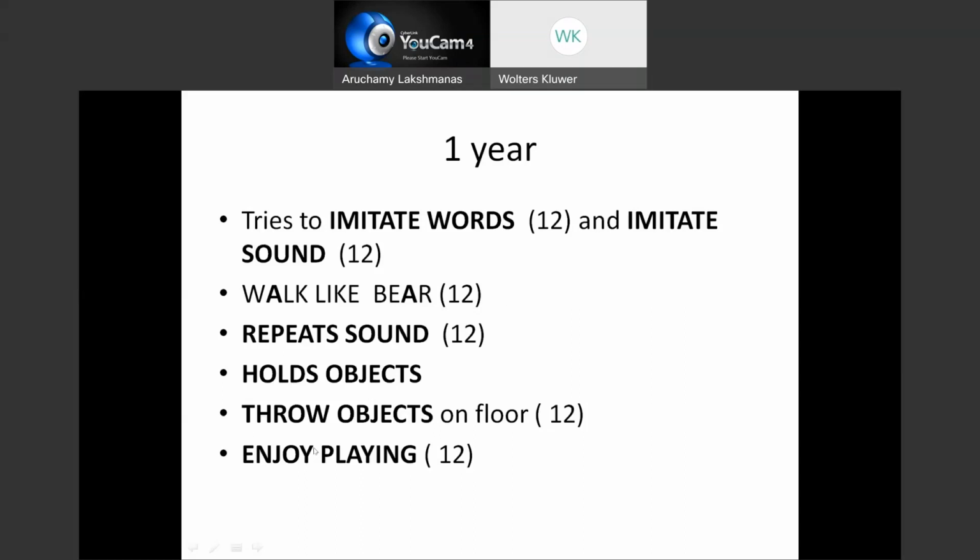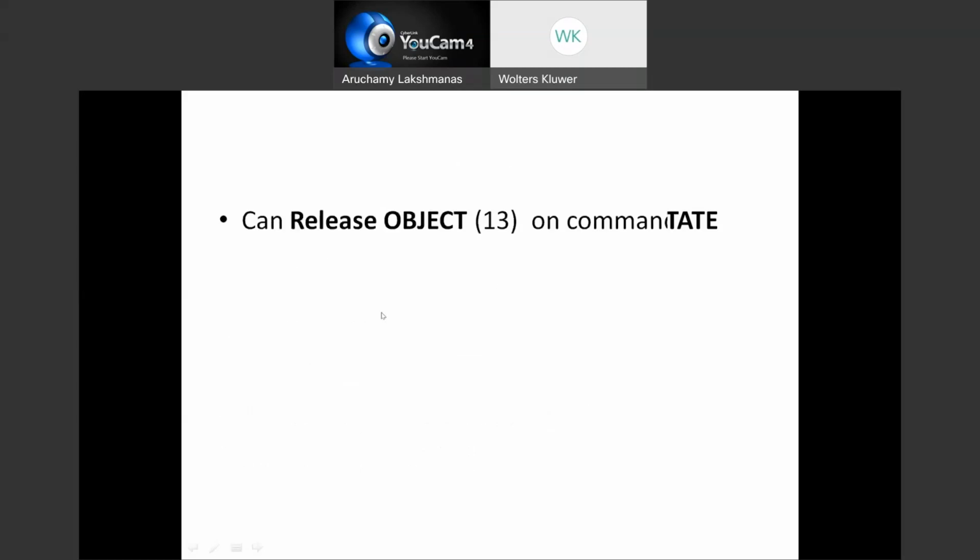So students, you remember these words. It will be easy to remember the milestone and you will not make gross mistakes. So holds objects, makes sounds, throws objects, enjoys playing, all this by 1 year. Then releases object on command by 13 months. It can hold an object by 12 months; by next month, it can release the object.